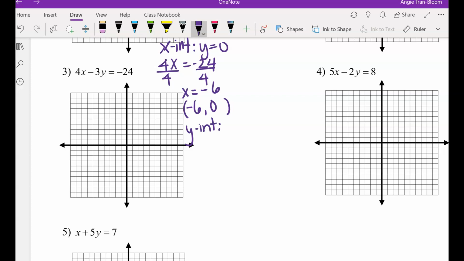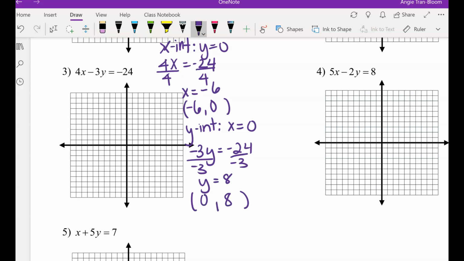Y-intercept, we are going to do very similar to x-intercept. Y-intercept is when x equals to what? 0. What do we cover now? X. We are going to cover up x. So if I cover up x, what do I have left? -3y equals -24. Divide both sides by -3. Y comes out to be 8. How do you write that as a point? (0, 8).